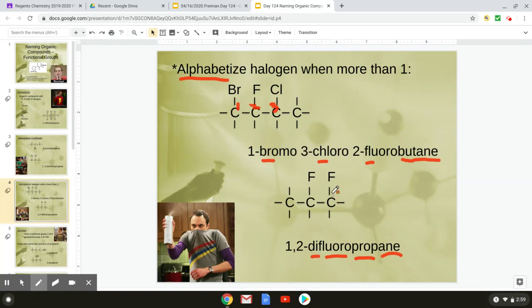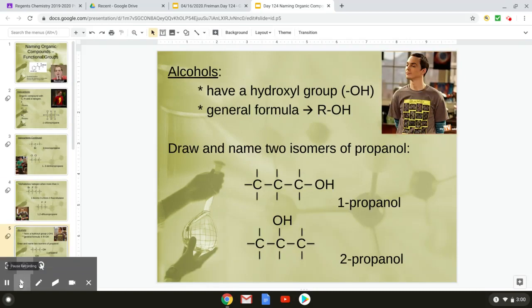And where do those fluoros live? Each fluorine has to be signified. Where is it? There's one on the first carbon, one on the second carbon. So this is 1,2-difluoropropane. Once you learn how to name these, you feel so much smarter. And if you name a few of these things, your friends just think you're brilliant.